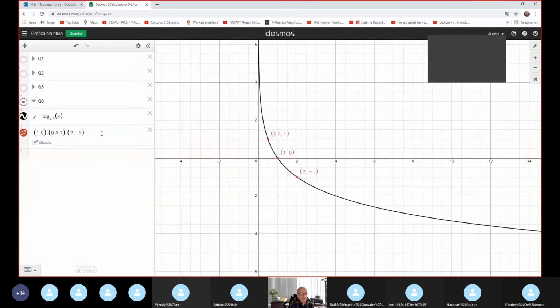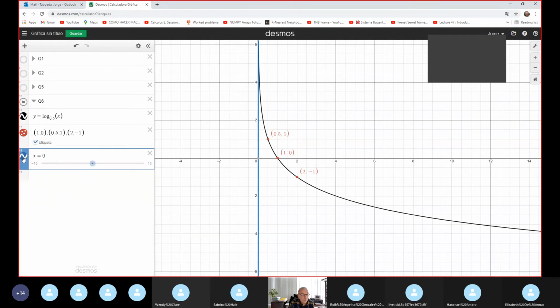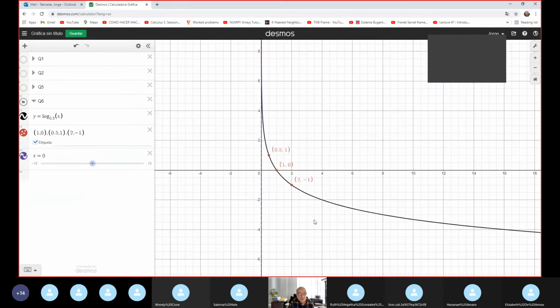Okay, don't forget the vertical asymptote is at x equals 0. I change the color and the style to a dotted line. Final answer. In this case, I'm using purple color. Well, it's okay, because the color is black.